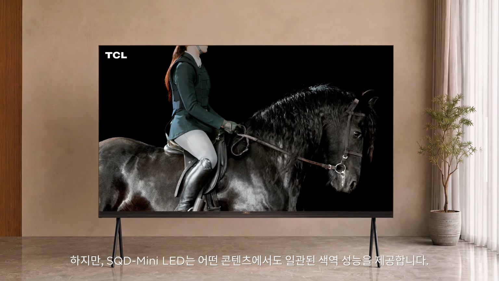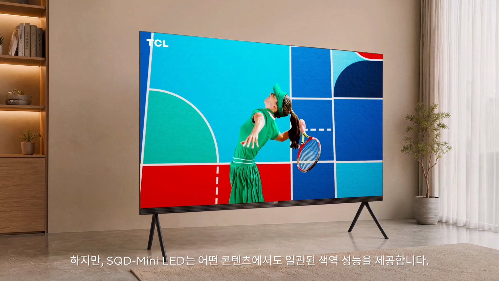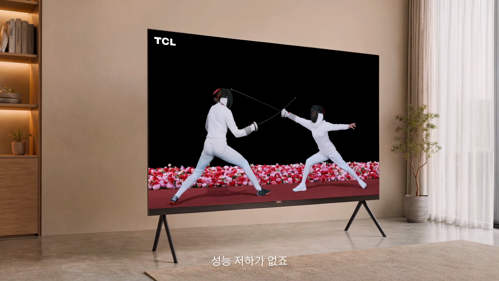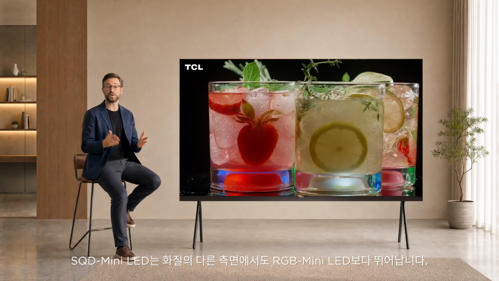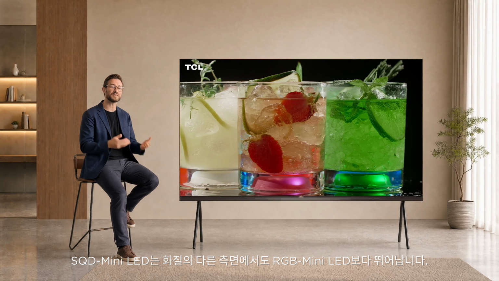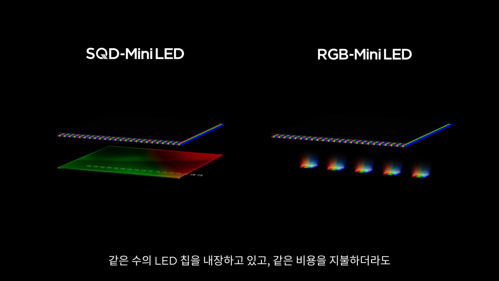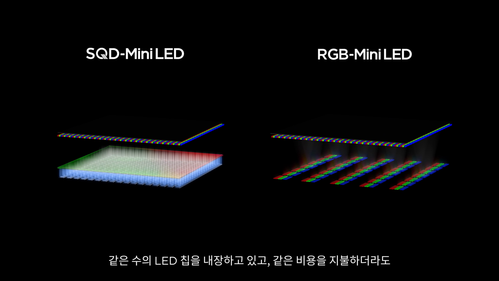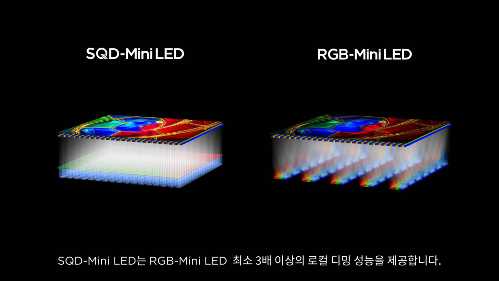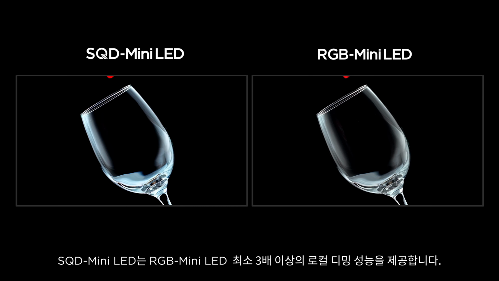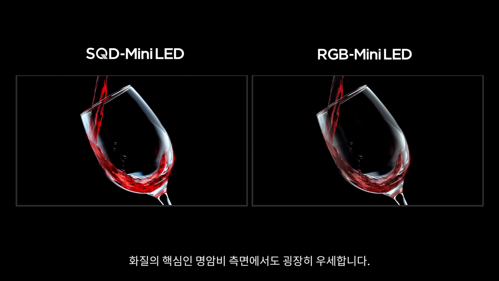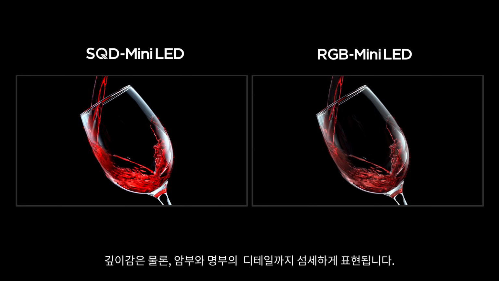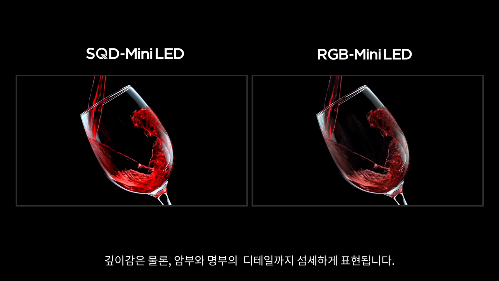In contrast, SQD Mini LED maintains its gamut regardless of the content. There is no compromise. What is advertised is exactly what the user gets. Furthermore, SQD Mini LED outperforms RGB Mini LED in other dimensions of picture quality. With the same number of LED chips and at similar cost, SQD Mini LED can offer at least 3 times the local dimming zones of RGB Mini LED. In terms of contrast, the core of picture quality, it delivers a massive upgrade. You get better depth and much finer detail in shadows and highlights.